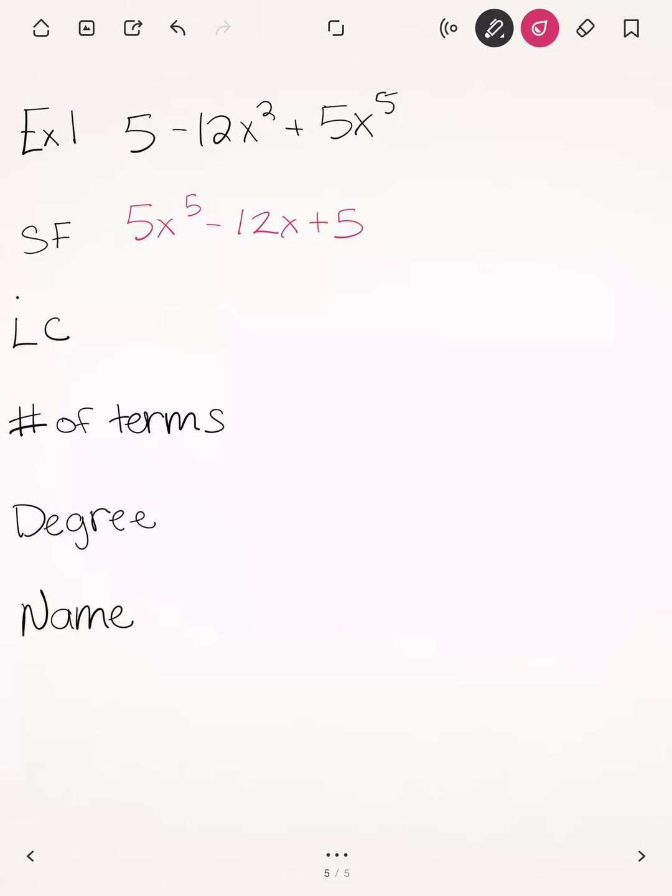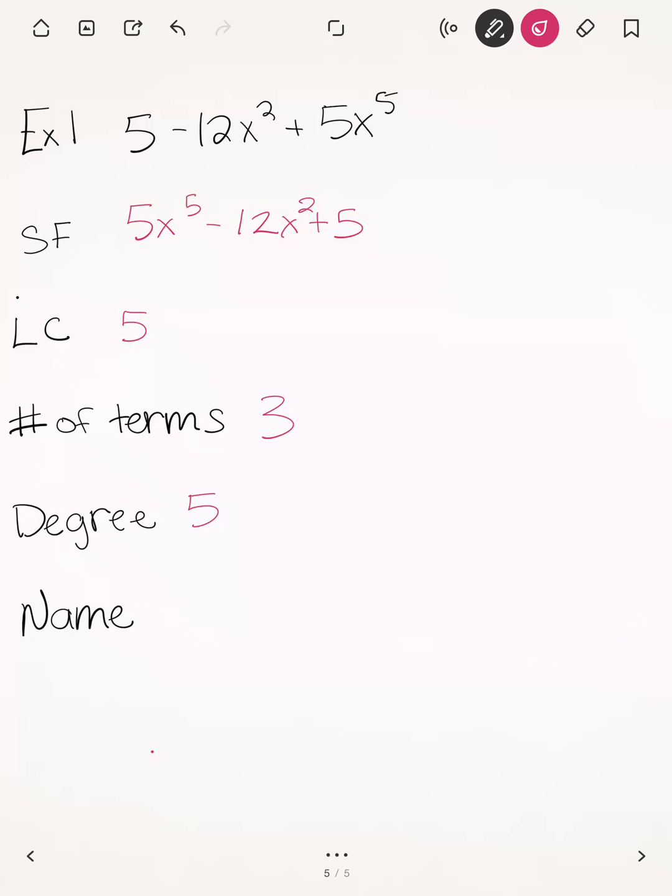My leading coefficient is my first number, if it's in standard form, which is 5, or the number in front of the variable with the biggest exponent. It has 1, 2, 3 terms. My degree is fifth. Okay, that's my highest exponent. Oh, I forgot to put the 2 right there.